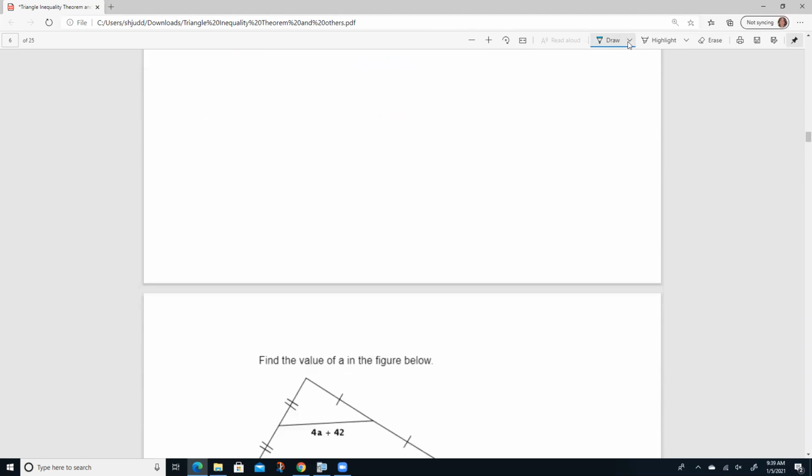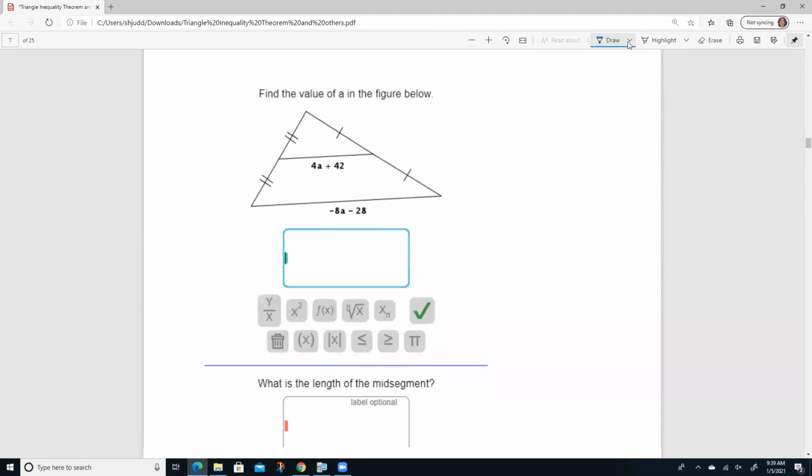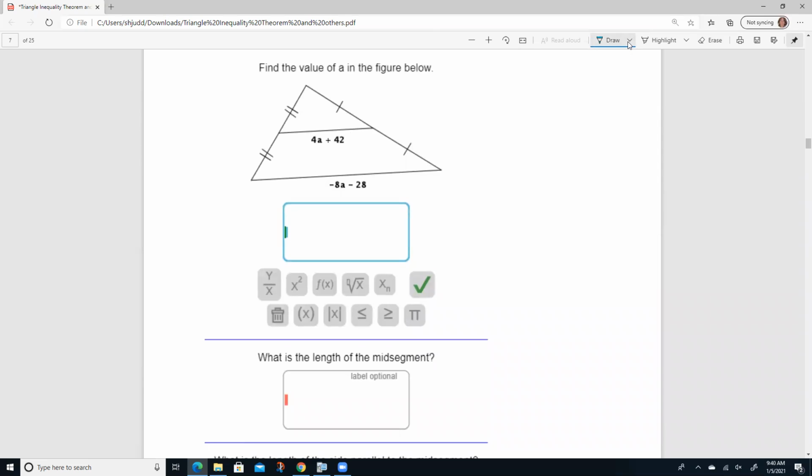All right, now let's look at this one. It says, find the value of A in the figure below. And then it asks you to find the length of the midsegment. So eventually we'll want to know how big this piece is. Now, I know that there's a relationship between these two. Remember, one is twice as big as the other. So I'm just going to take 2 of the little one. 2 times 4A plus 42 equals negative 8A minus 28.